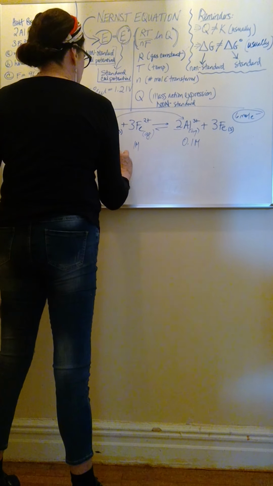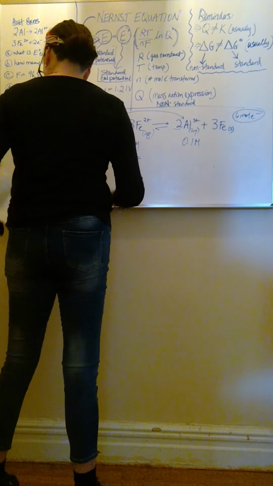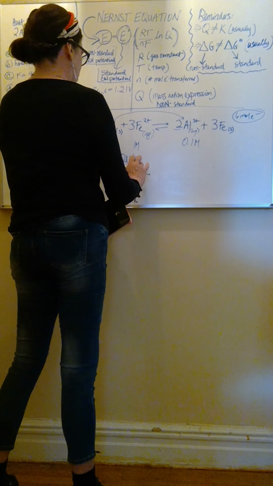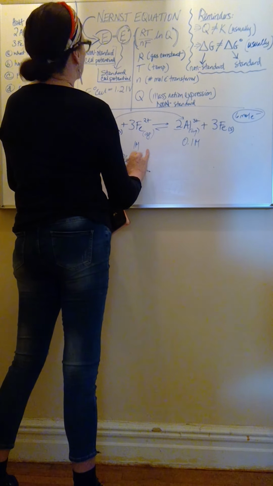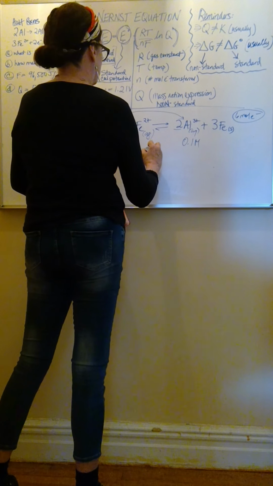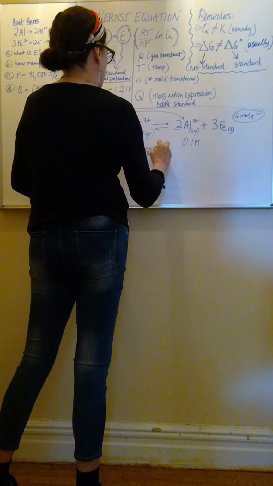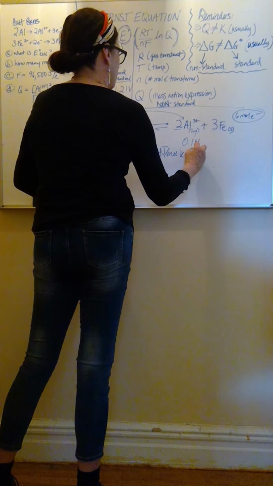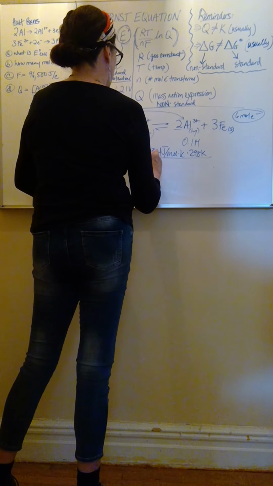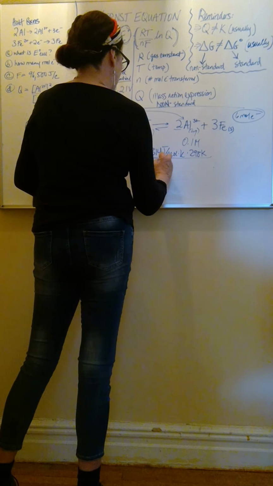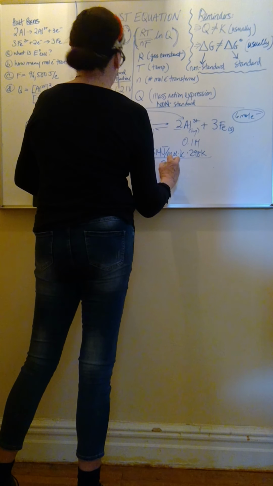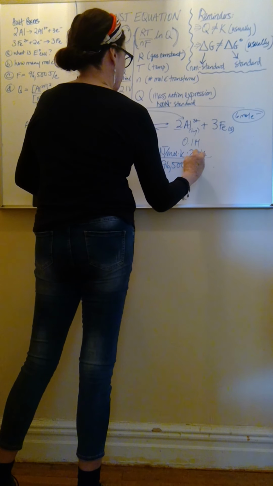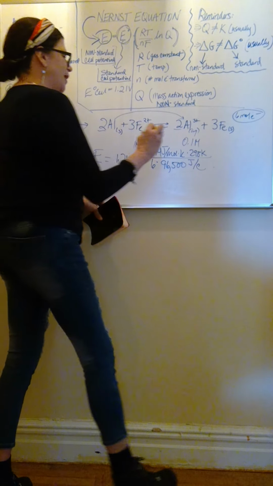So 1.21 volt equals 1.21 volt minus 8.314 joule per mole Kelvin times 298 Kelvin over 6 moles of electron times Faraday, 96,500 joule per coulomb. Now we need ln of Q.